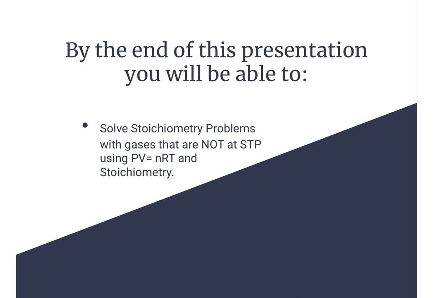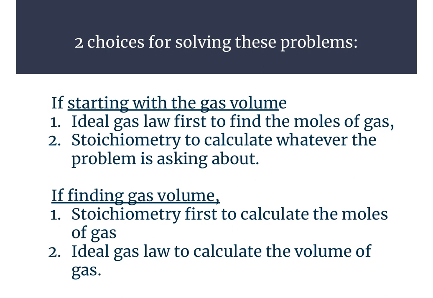So prior to us doing that, let's take a look at some choices we have when we are solving these kinds of problems. There's two different ways that this could be done. It's all dependent on what you're starting with. If you are starting with gas volume, you're going to do the ideal gas law first, which is PV equals nRT, and solve for moles of gas. Then you're going to go do stoichiometry using that moles of gas to calculate whatever you're being asked to do.